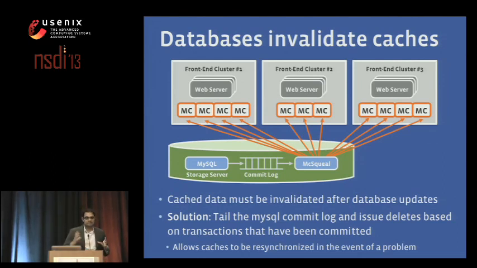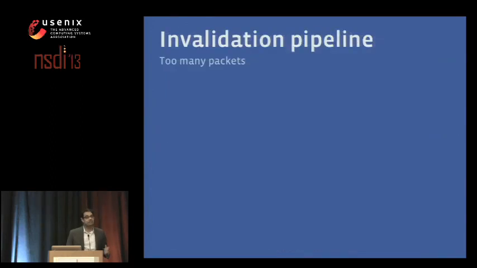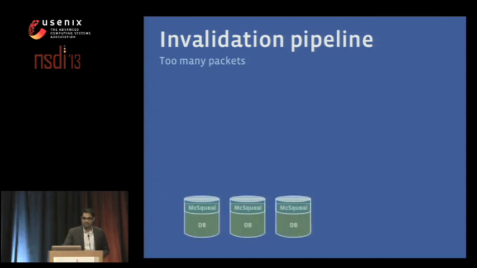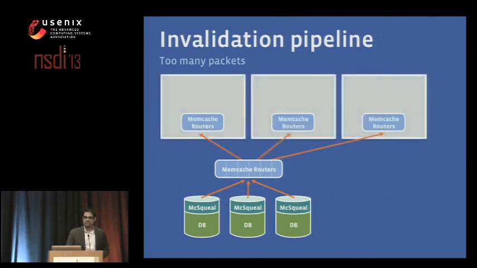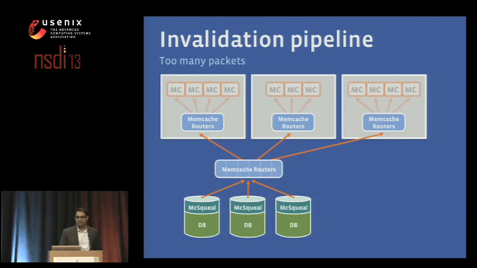Now, you might be wondering, these front-end clusters are pretty hefty things, and you were talking about a lot of packets flowing around the system, and you're actually quite right. There's a lot of packets, and doing it naively causes too many packets in the system, so we need to fix that problem. So let's say that we have a few database instances with McSQL running on top of them. We then route them to what we call a layer of memcache routers, or mcrouter. These then fan the deletes out into different front-end clusters. Each front-end cluster has its own set of mcrouters that are running, and they, in turn, broadcast them out.